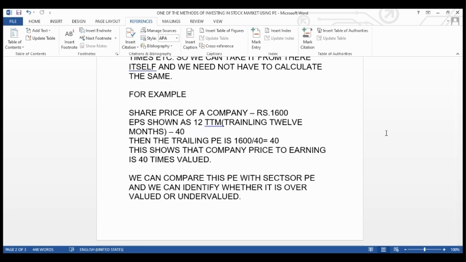So, just for the sake of calculation, for example, say a share price of a company is 1600 and the EPS in the portal is shown as 40 TTM, that is trailing 12 months. Then the trailing PE is 1600, the stock price of the company, divided by the EPS of 40. So the current PE is 40 times. This shows that the company is valued at 40 times earnings.